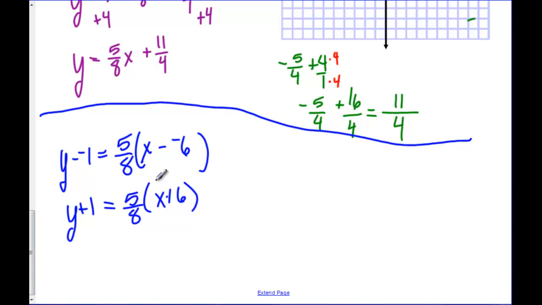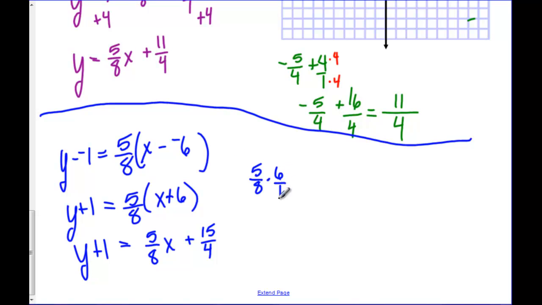We're going to do the same thing. We're going to distribute. So we have y plus 1 equals 5/8 x plus 6. And if we multiply here, we're going to end up with 15/4. I'll show you, I promise. So plus 15/4. That's coming because we have 5/8 times 6. Well, that's 6 over 1. Whenever we reduce, because 2 goes into that 6 and into that 8, the 8 becomes a 4, and the 6 becomes a 3. Multiply straight across. So we're going to end up with 15 over 4. So there's my proof to you.